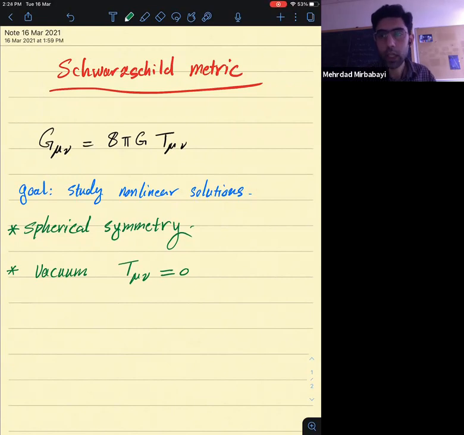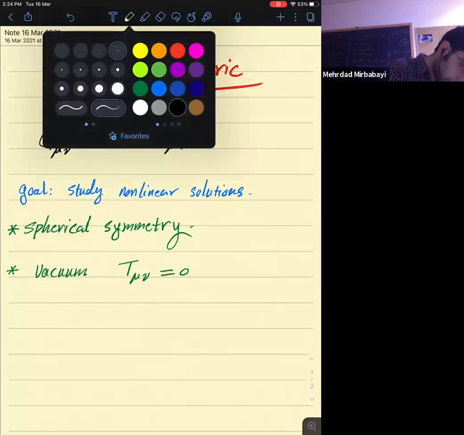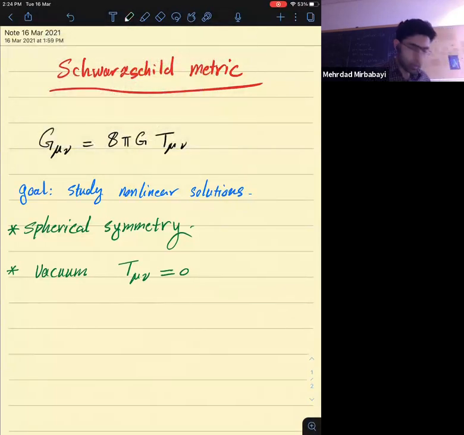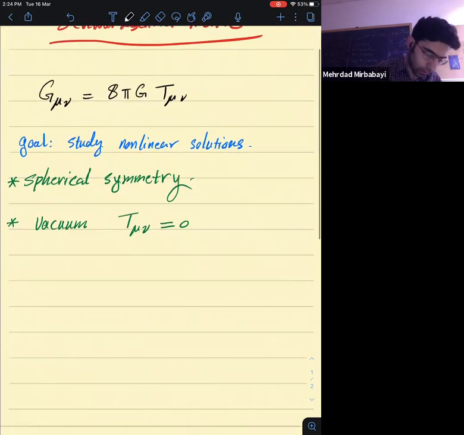Now it turns out that under these two assumptions, we can find an exact solution of these equations, which is called the Schwarzschild metric. And that's a very important solution of these equations. So let us go through it. I'm not going to derive everything. I'll just tell you the main ideas, and then you can see the details in my notes or in the textbooks that I mentioned.